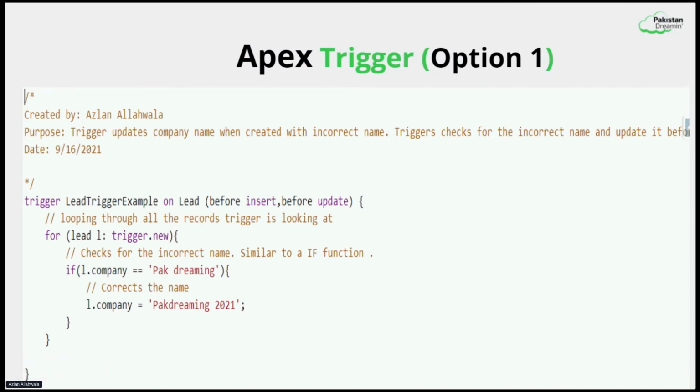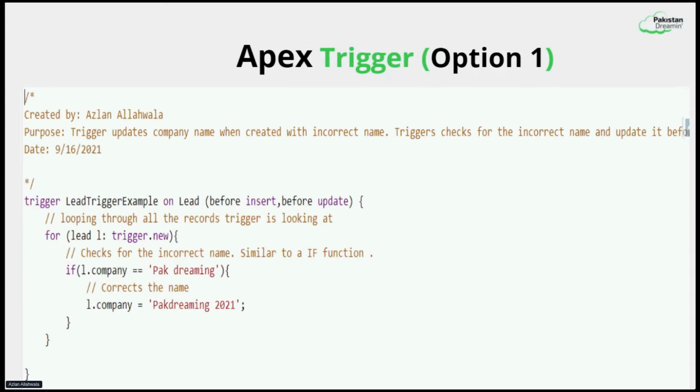So this is the first trigger. I'm doing the same thing. It's trigger, LeadTriggerExample is the name of my trigger, and it's going to work only on before insert and before update. When you open the brackets, in this bracket I'm writing for Lead L : Trigger.new. You can think of Trigger.new as a bucket of records that will be incoming. So it could be one record, it could be 10 records.